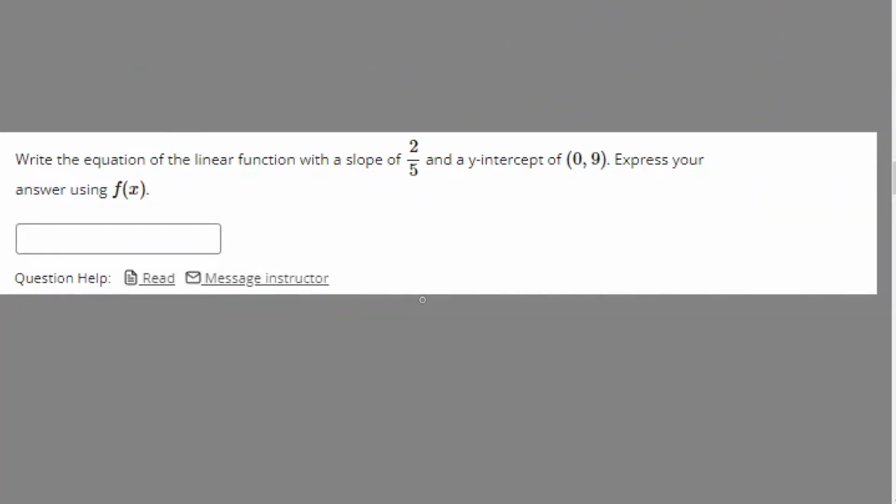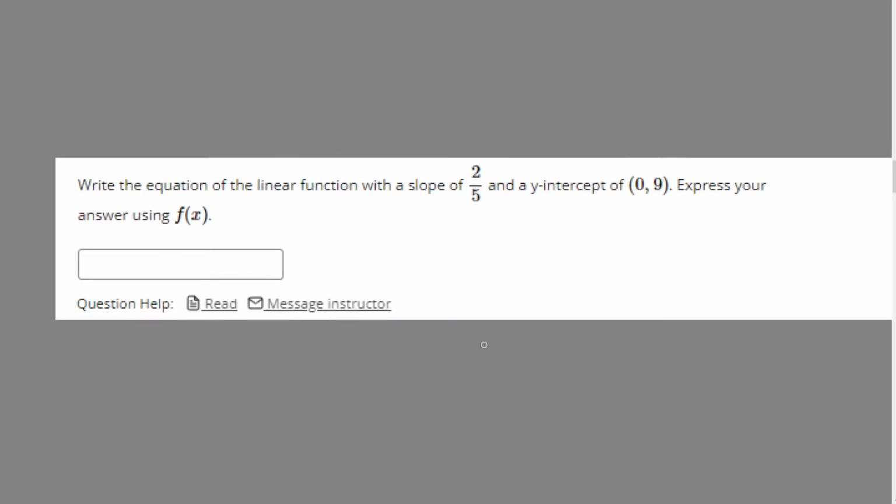Write the equation of the linear function with a slope of 2 over 5 and a y-intercept of 0, 9. So this is easy. F of x, don't forget the f of x, and don't make it y. It gets angry if you do y. So 2 over 5 x plus 9.